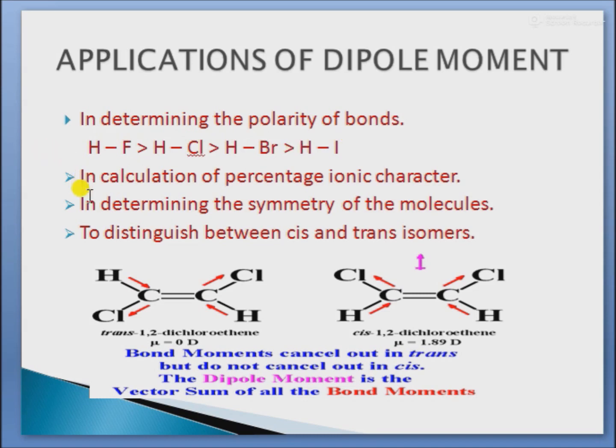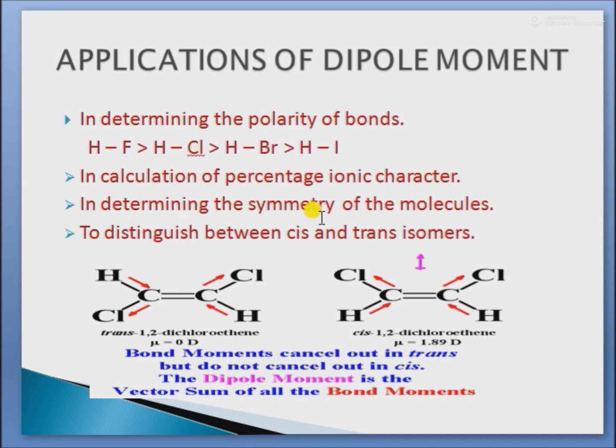Next, it is used in calculation of percentage ionic character, to what extent the covalent bond is ionic. And next, it is used in determining the symmetry of the molecules. When the dipole moment is zero, it means the molecule is symmetrical. When the dipole moment is not zero, it means the molecule is unsymmetrical.